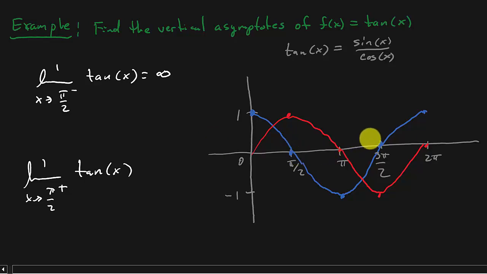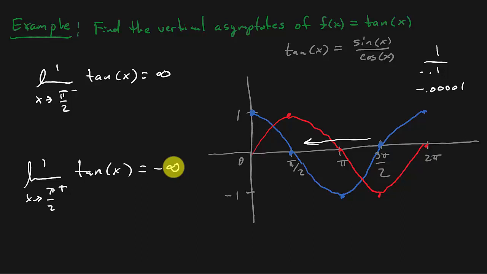So as I'm coming in from the right-hand side, sine is pretty much once again 1, right? And that's over, well, what's cosine doing? Well, the y value of cosine is getting closer and closer to 0, but they're negative. You see that? So these y values are getting really, really close to 0, but they're negative. So we can see this would be negative infinity. And you can see you've got your vertical asymptotes there.